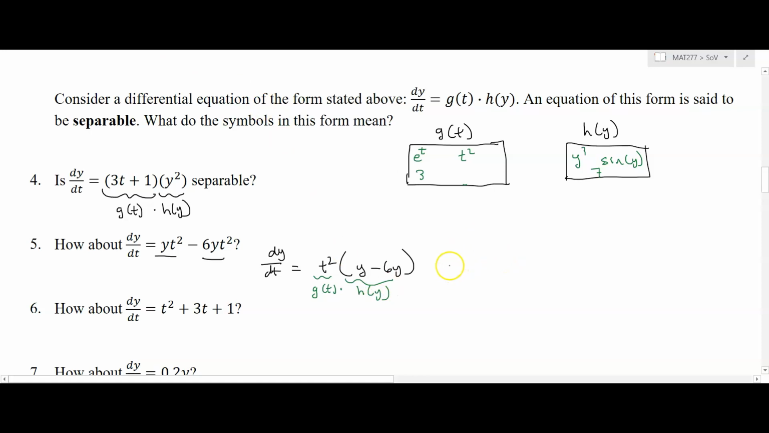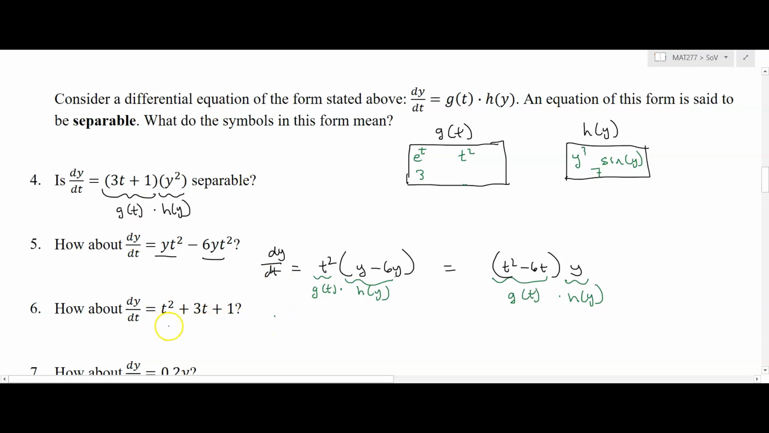Alternatively, another way you could have written that, and these are not unique, meaning sometimes you could have, like if I had factored out a y instead and written this as t squared minus 6t, notice that the factorization is different. In this case, I would have called g of t, t squared minus 6t, and h of y would have just been the function y.